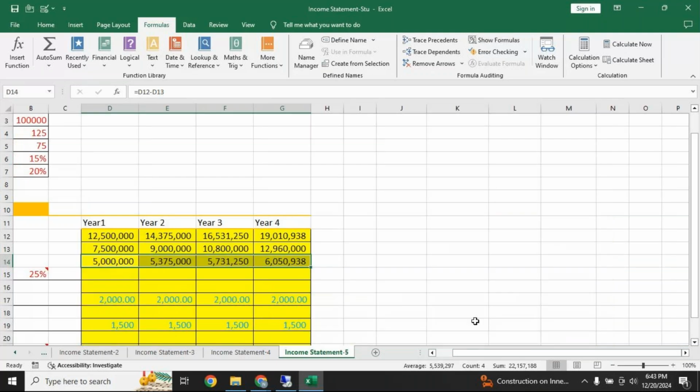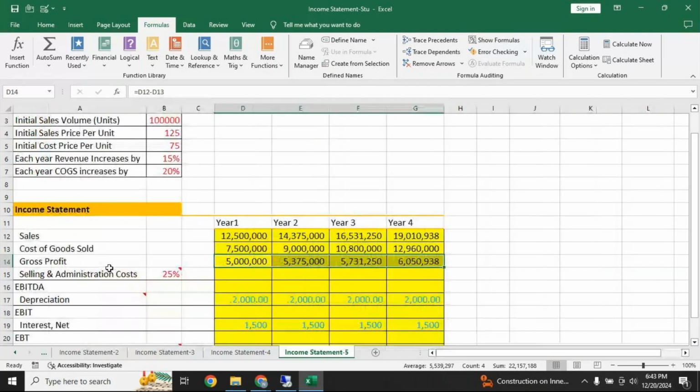So now, coming to the next one, selling and administration cost. Here what they are telling is that selling and administration cost is on the revenue for that year. Revenue is the sales amount. So on this we have to apply 25% of selling and administration cost. So I'll take the sales value into 25%. Then I'll apply the fill handle.